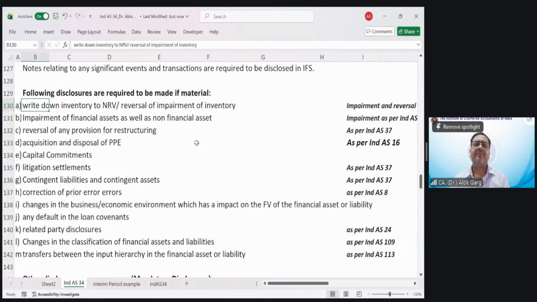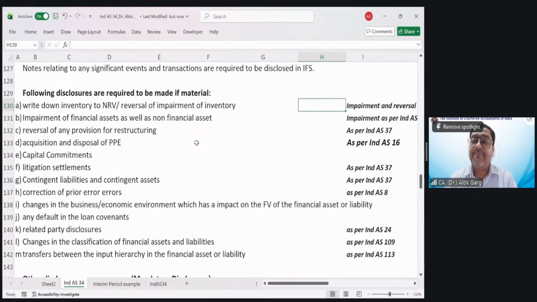Now, what is the first item? Write down: inventory write-down to NRV or reversal of impairment of inventory. My dear friends, you know that inventory has to be measured at cost or NRV, whichever is lower. Cost is 100, NRV is 80. You have to do the impairment of 20. So if there is any impairment of inventory, or there is a reversal of impairment of inventory, you have to disclose it in the notes to accounts of the interim financial statement.